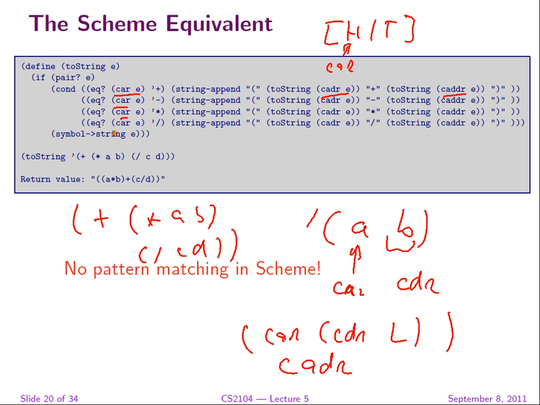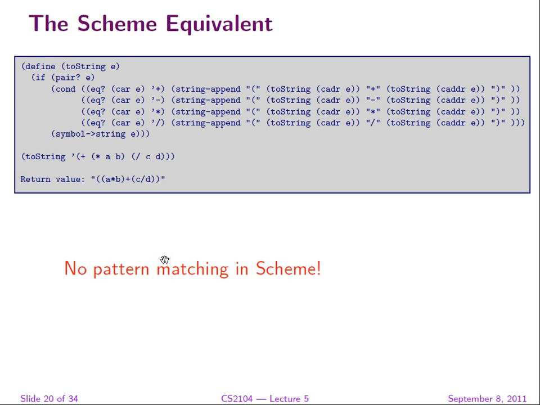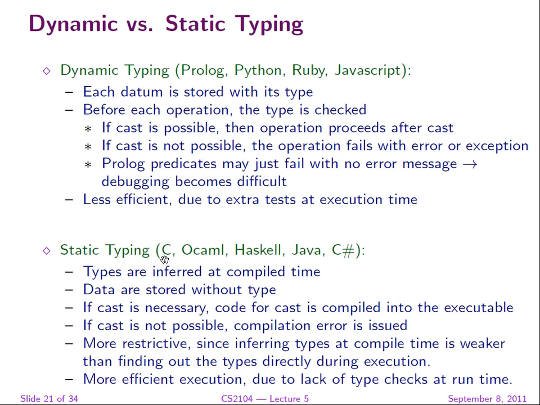It doesn't have pattern matching, and it doesn't have a way of limiting the kinds of structures that we can accept as input, right? Because it's also untyped. So these are two examples of untyped languages. Let's look at the difference between dynamic versus static typing. Actually, Prolog is not untyped; it's dynamically typed.